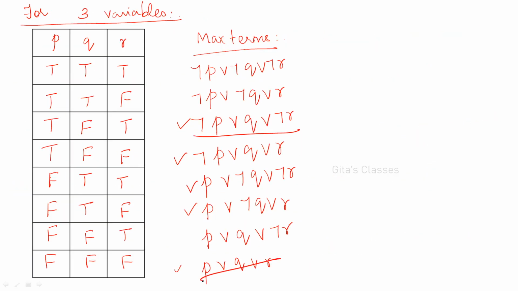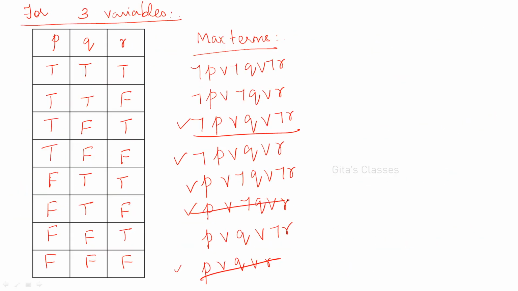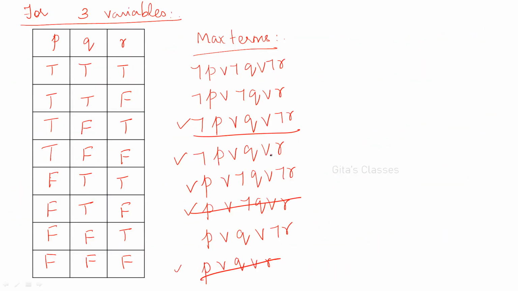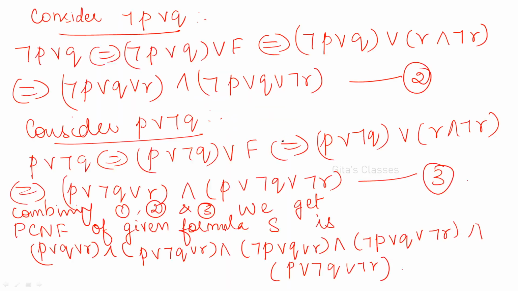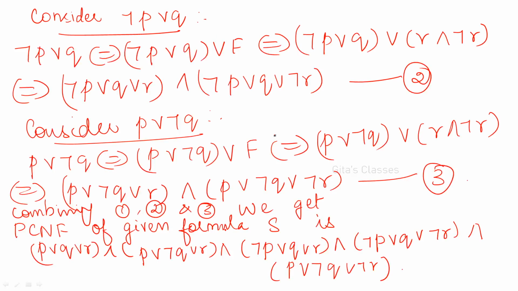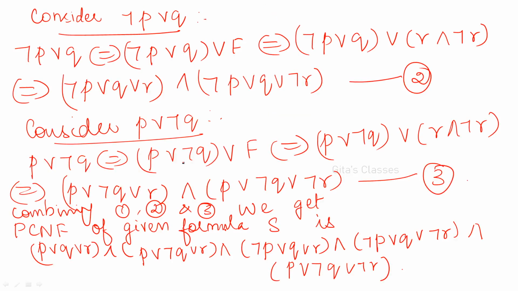P or Q or R, so strike off this. Next one you have P or R, not Q or R, strike off this. Next term is not P or Q or R, strike this term also. Next is not P or Q or not R, strike off this term. Next term is P or R, not Q or not R. So this also you strike. Okay. So what are the remaining terms, remaining max terms? So this is our PCNF of the given formula S.